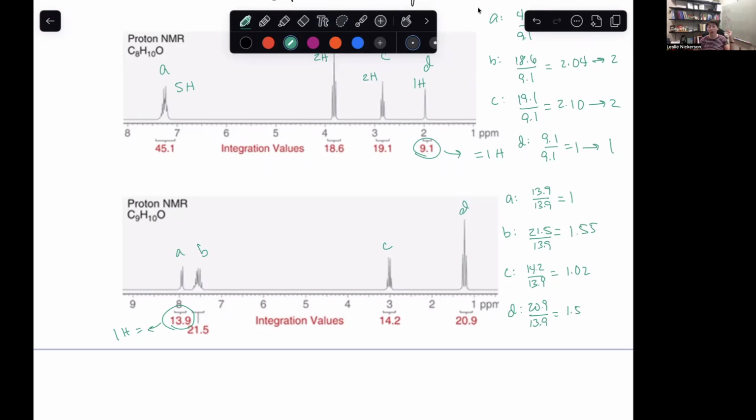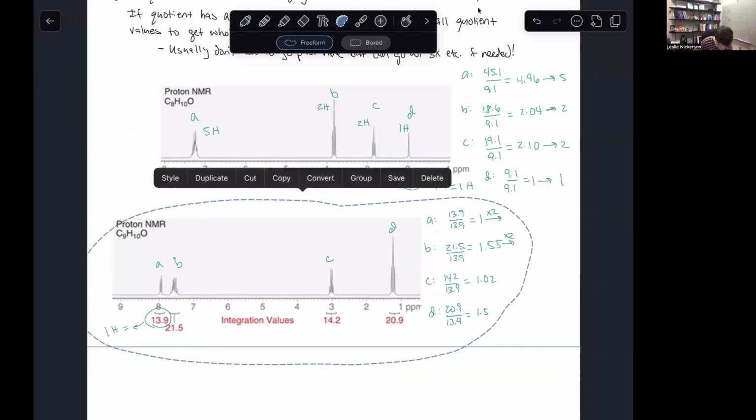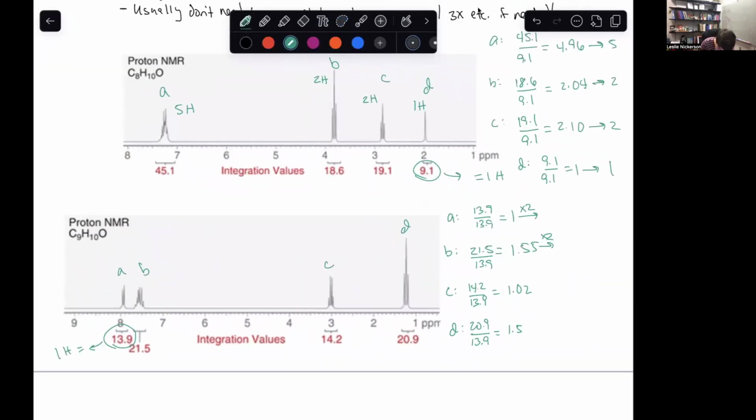So we've got 2 that are in that 1.5, a half-a-proton type situation, which is not going to be super helpful here. But what we can do is say all of these times 2. If I go times 2, that's going to leave me with 2, 3, 2, and 3. Those are starting to get to much more reasonable proton integration values.